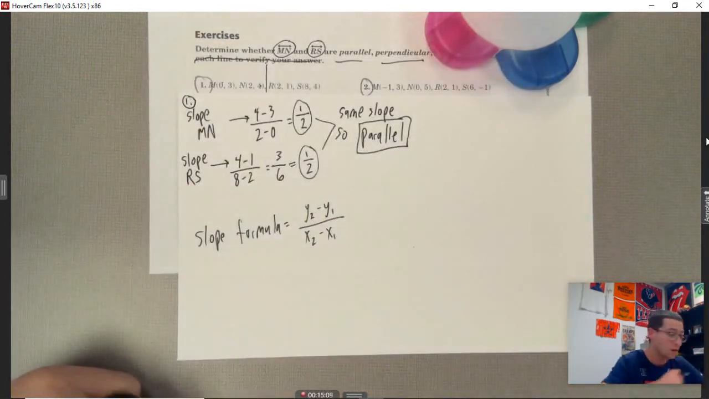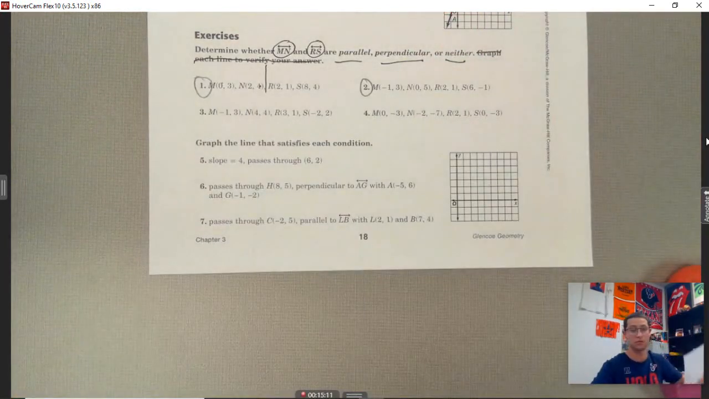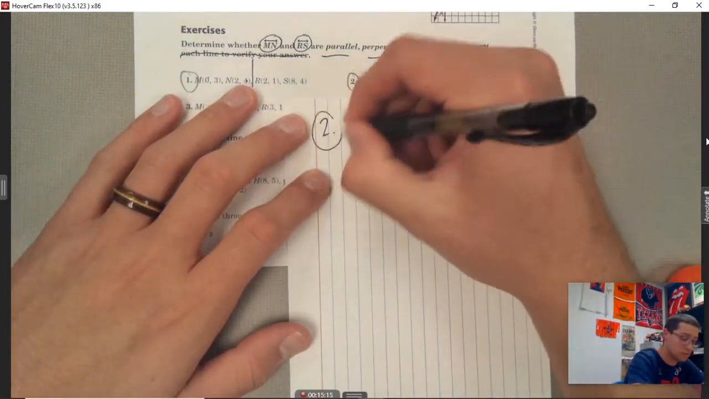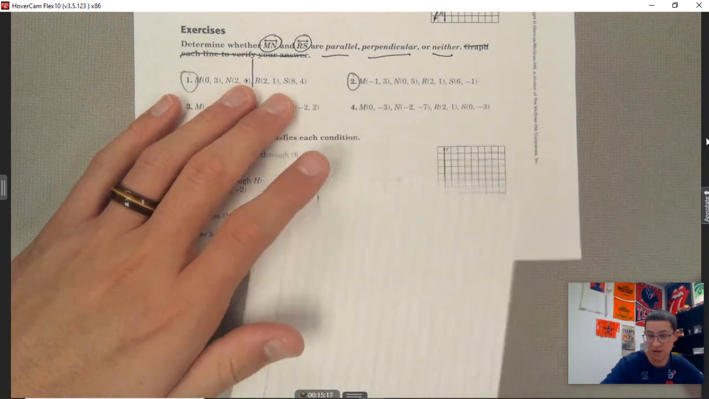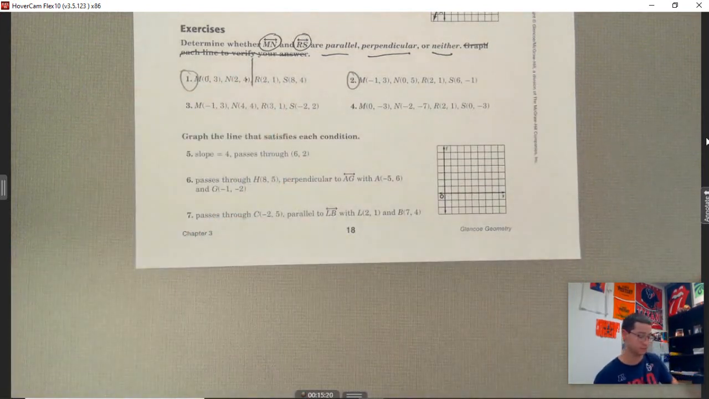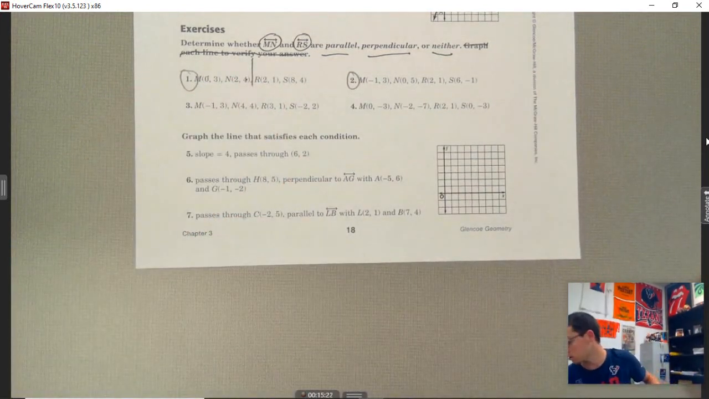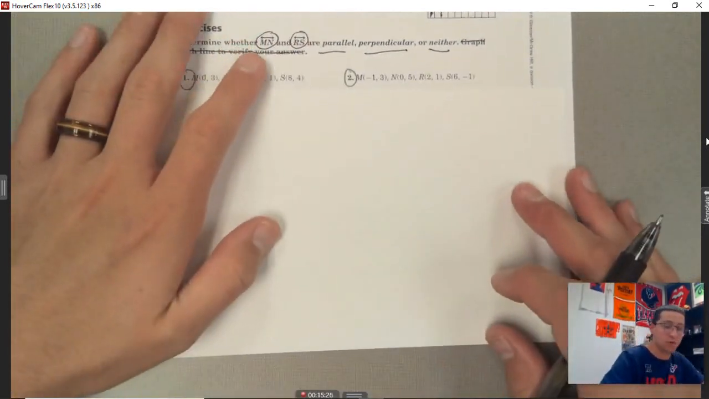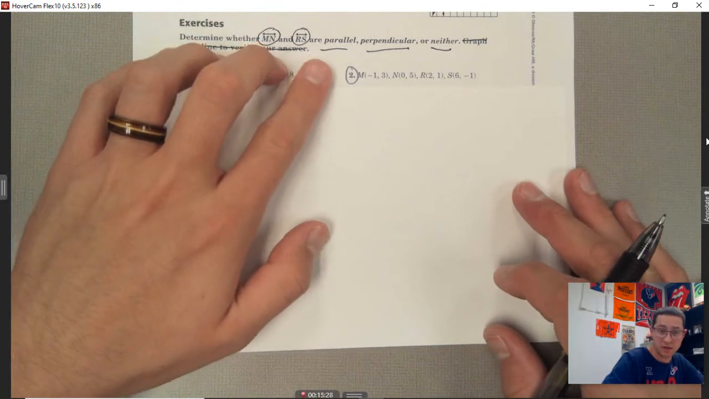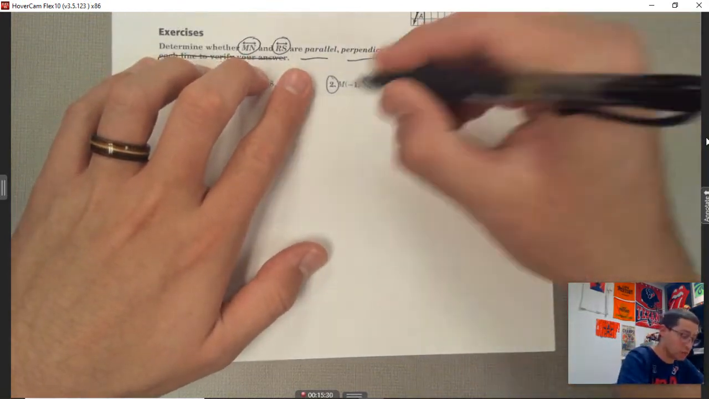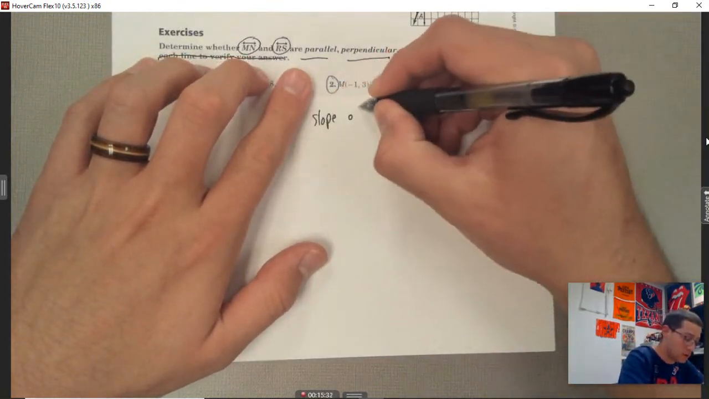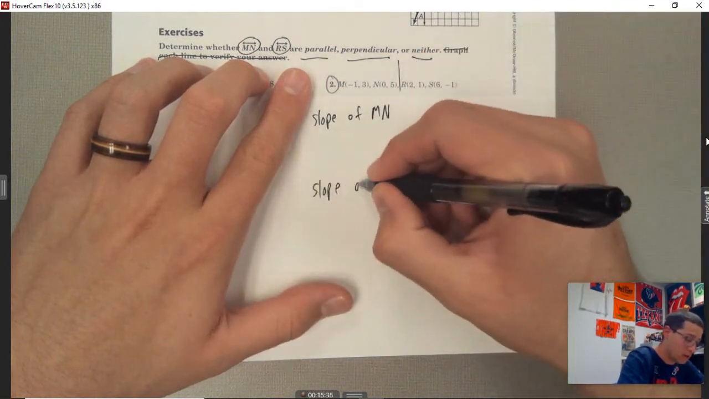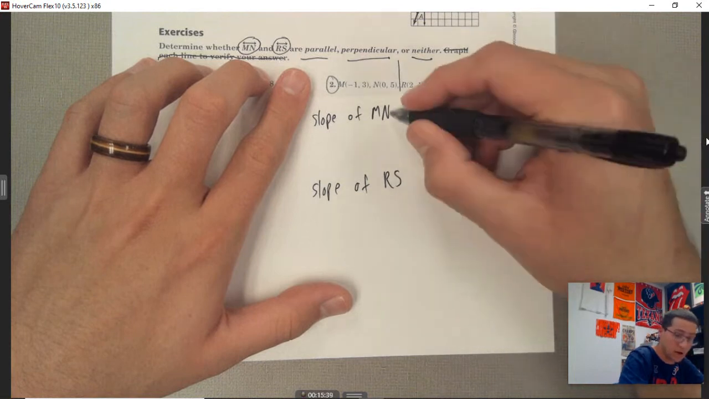Okay, flipping to the back. Let's do number 2 now. Maybe those lines are confusing, so new note card. Okay, number 2, here we go. Same process. We are determining the slope of MN and then the slope of RS.